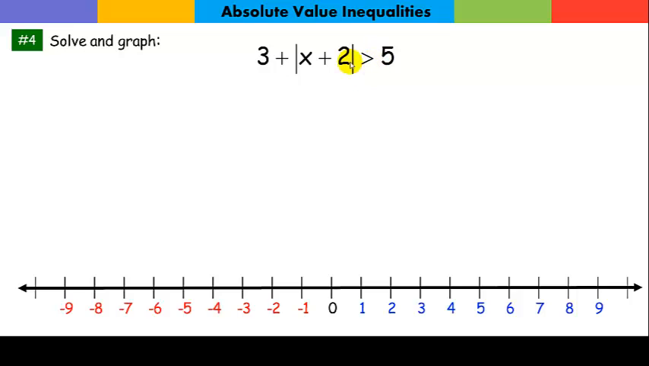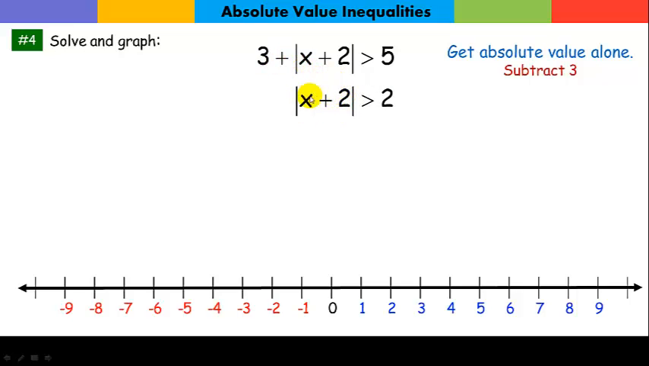Okay, here I want to get the absolute value alone here, because what I'm saying is 3 plus some number has to be greater than 5. So what numbers have to be greater than 5? Well, there's a lot of them, but I want to know exactly which values of x, that set that's going to make these greater than 5. Well, I want to get this alone, because I know that if I subtract 3 from both sides, this absolute value has to be greater than 2.